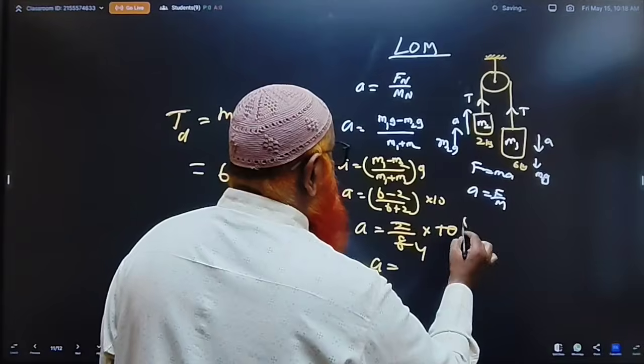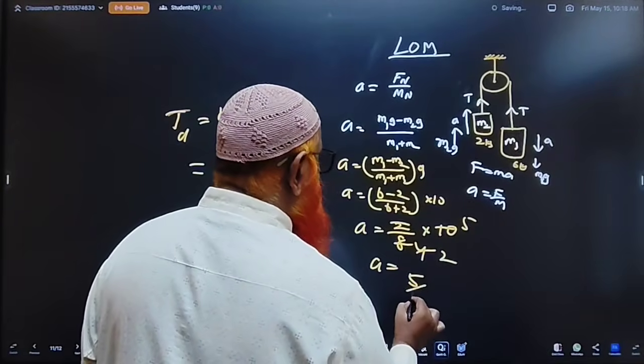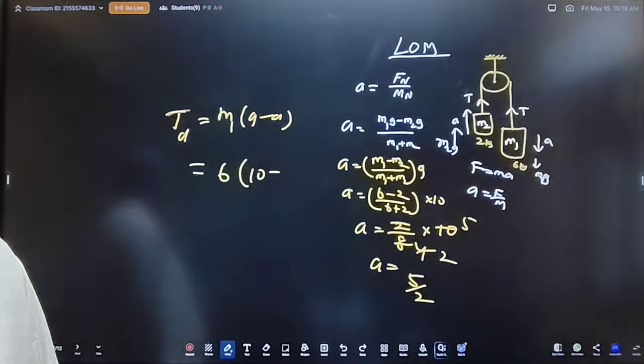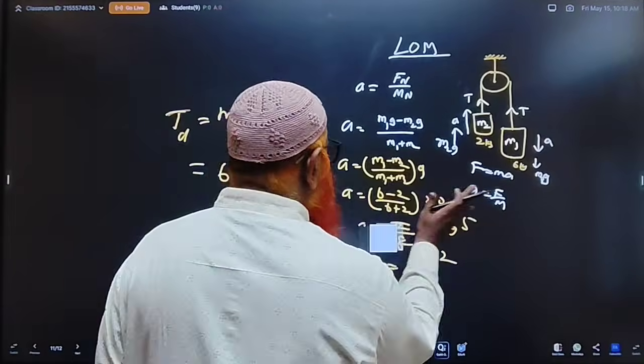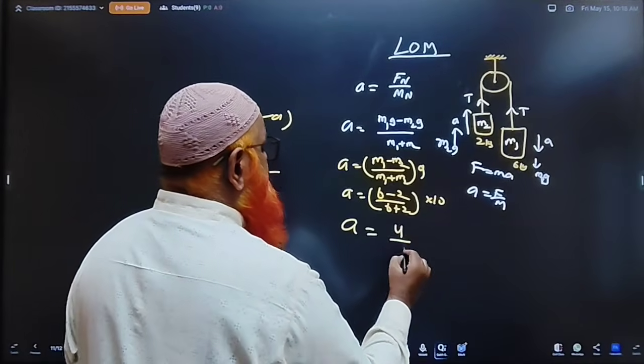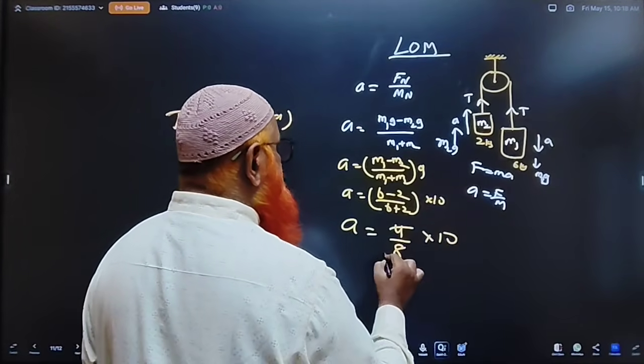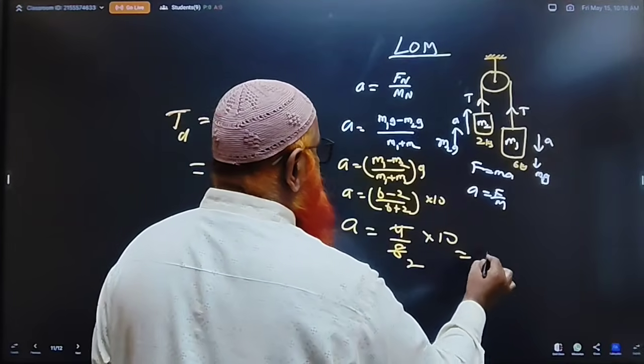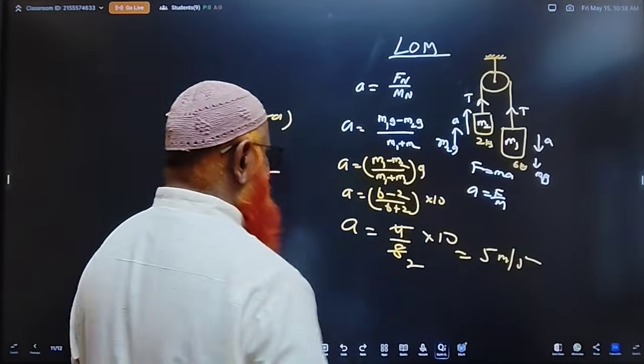2.5 or 5 by 2. Keep it like that only, don't worry. 4 by 2. Sorry, 4 by 8. So acceleration is how much here? 4 by 8 into 10. So 1 times, 2 times. So 5 meter per second square is the acceleration.